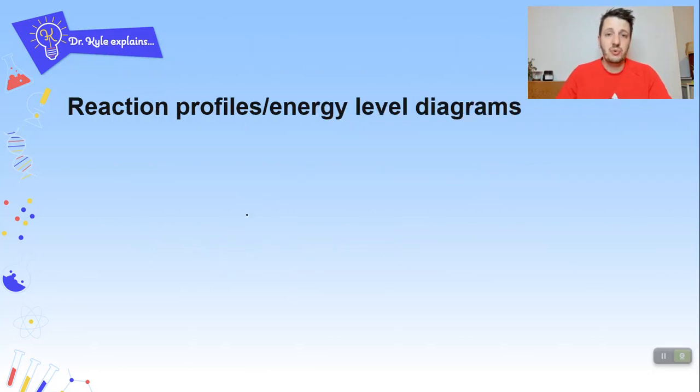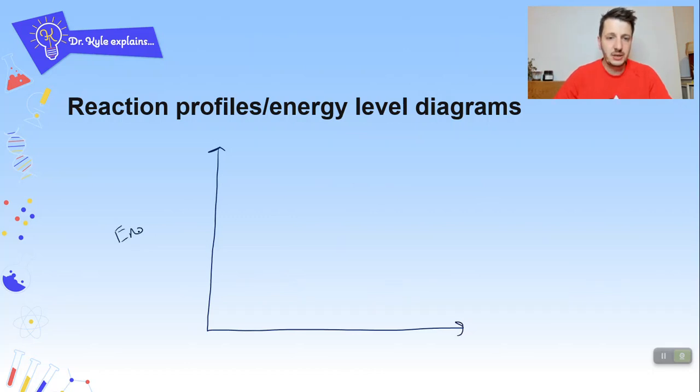Okay then, so reaction profiles, or energy level diagrams. There are two types you need to learn, one for exothermic and one for endothermic. So first of all, if we draw out our axes here, at the side here would be energy, and then down the bottom here is often progress of reaction. Now this is essentially time. Basically it's how long it's taking the reaction to go.